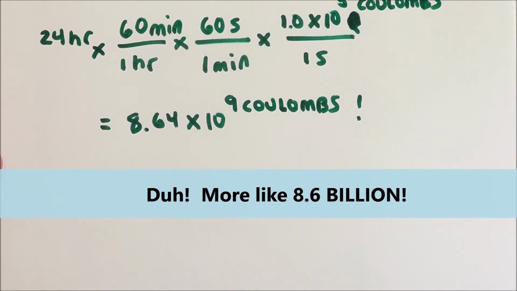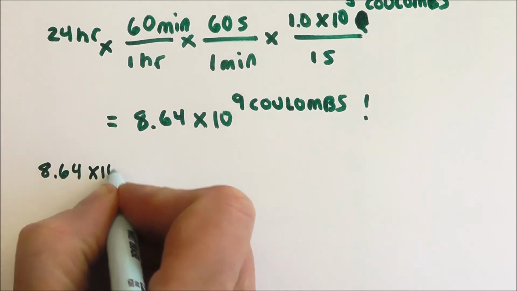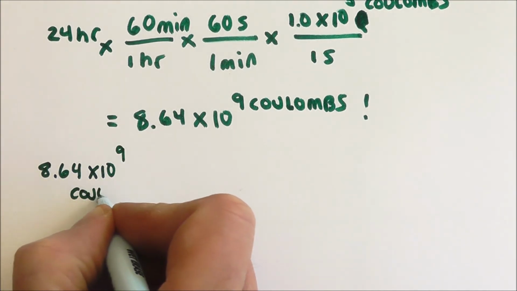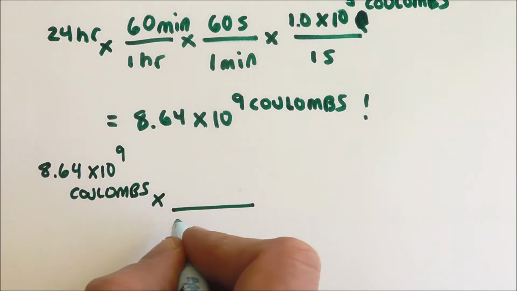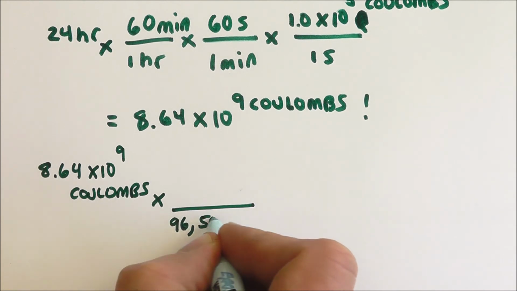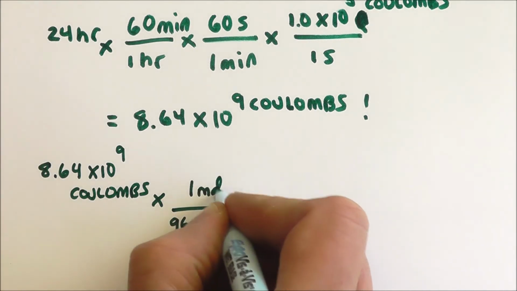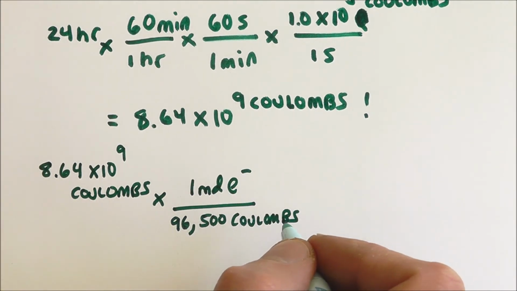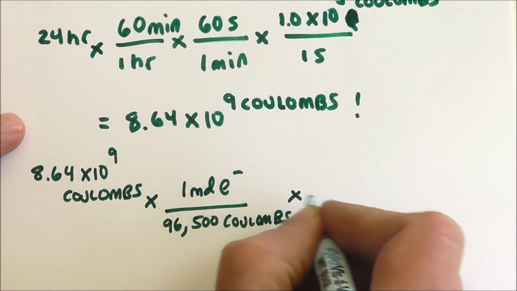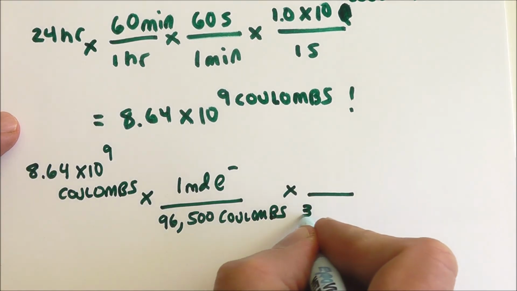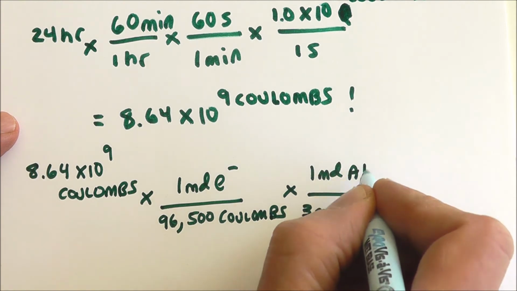So let's start with that now. We're going to start over here with 8.64 times 10 to the 9 coulombs. There are 96,500 coulombs in 1 mole of electrons. All right, got to remember our original transfer. There are 3 moles of electrons in 1 mole of aluminum.